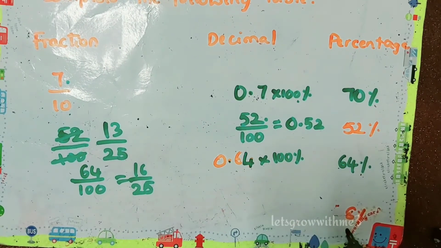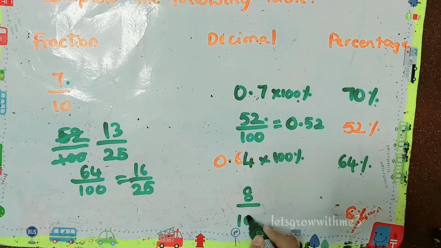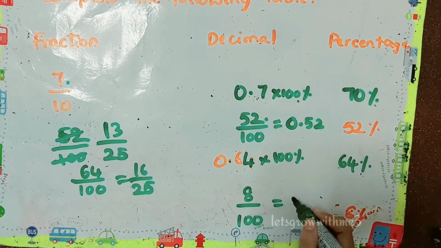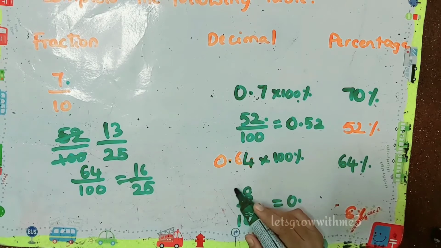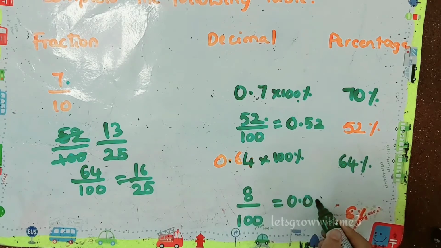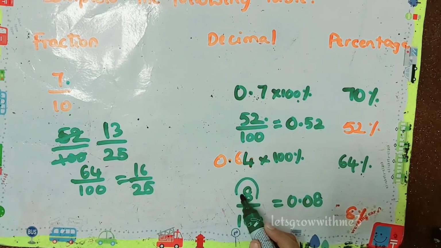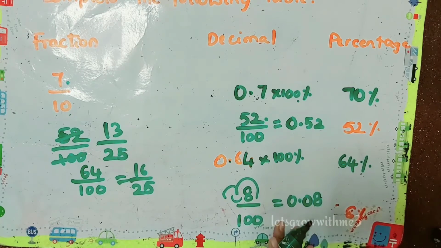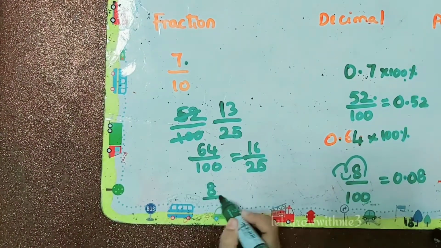So next we have 8 percentage. 8 percentage means 8 over 100, which is equal to 0.08, because our decimal point has to shift to the left side 2 positions. Okay, so what is the fraction?